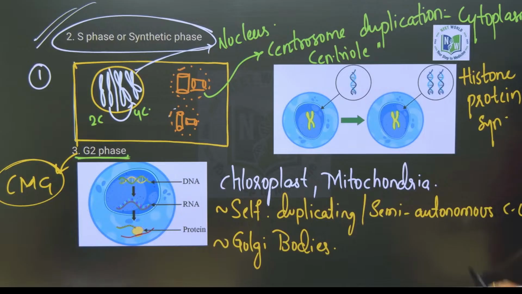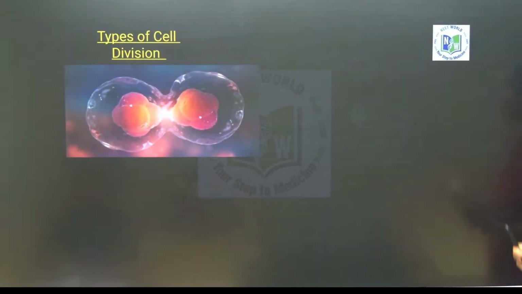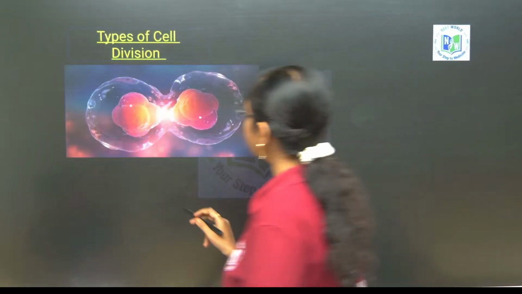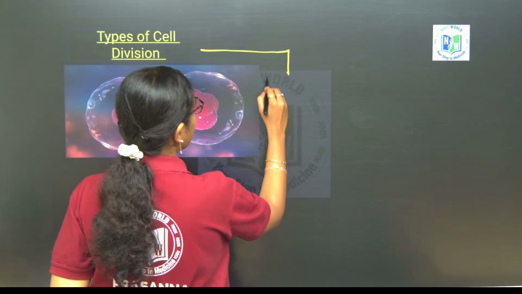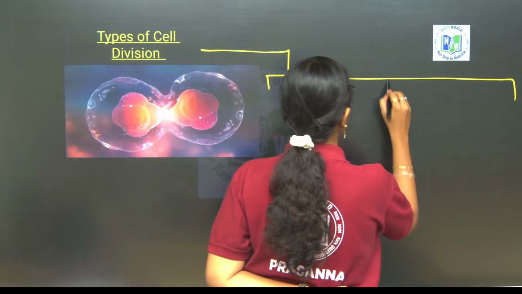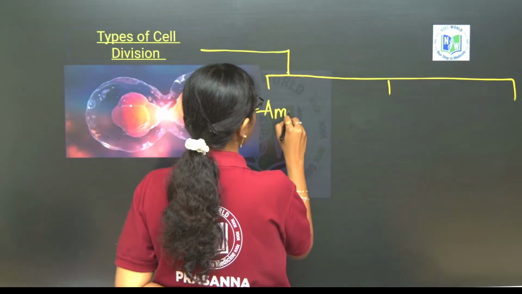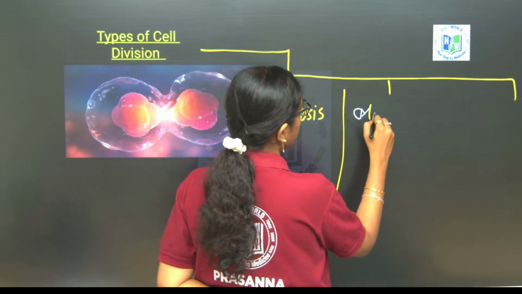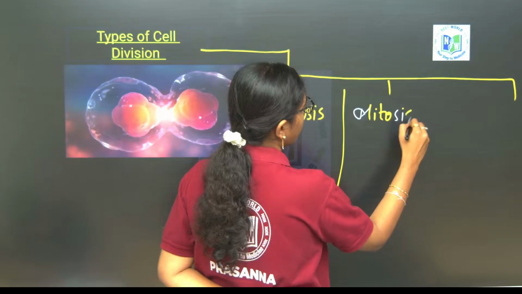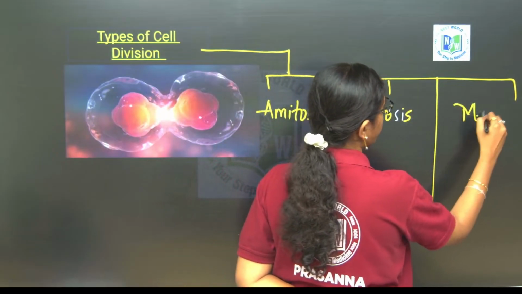Before going to mitosis, you should know there are three types of cell divisions. Those three types of cell divisions include, first is amitosis, take down parallelly, mitosis and meiosis.